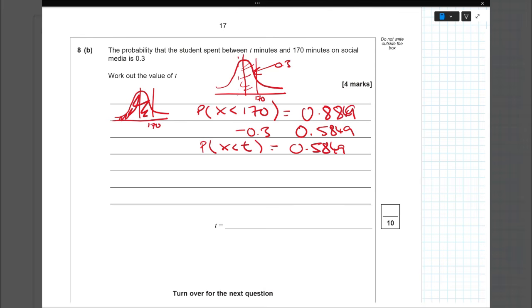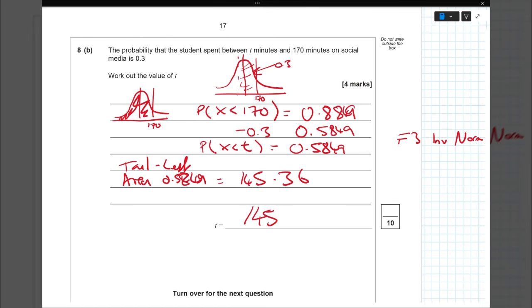Therefore, I can then work out t because it's up to 0.5849. I'm going to come out of my distribution, go back in through my normal, but now hit F3 to get to my inverse normal. It's asking me about a tail. My tail needs to be on the left. My area, which is the probability, is 0.5849, and the rest of the details are the same. That gives me 145.36, so I'm going to put 145.4. Having a look at the mark scheme, it's happy to accept anything between 145 and 146.